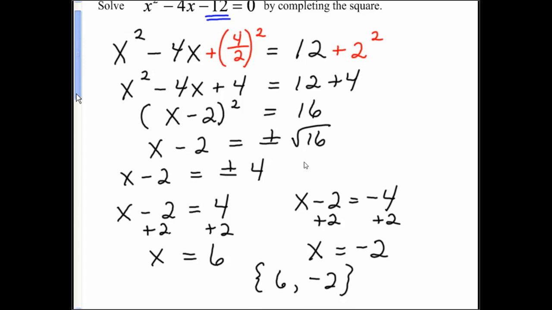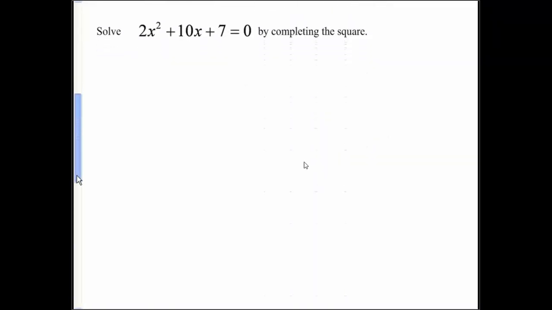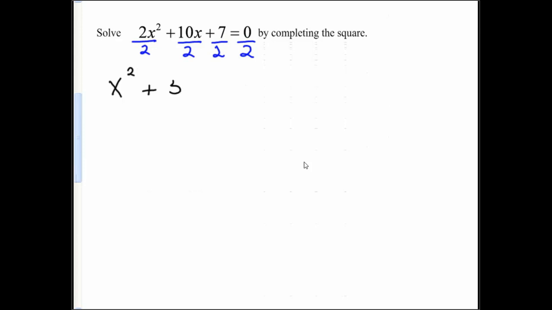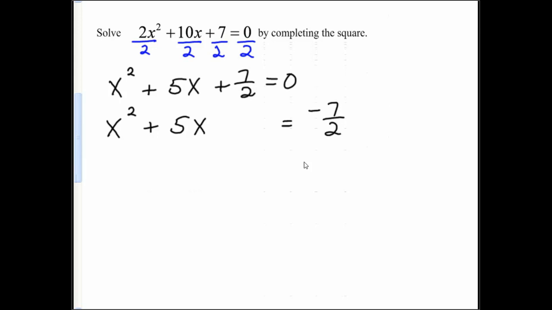Now the next example with completing the square is when the lead coefficient is not a 1. And what you're going to have to do here is divide every term by 2, because in order to complete the square, the lead coefficient must be a 1. So now the quadratic is x squared plus 5x plus 7 halves equals 0. Again, move your constant to the other side of the equation, and we're going to leave a space because we're going to have to add a number to complete the square.